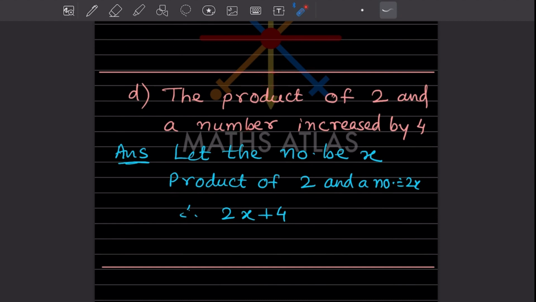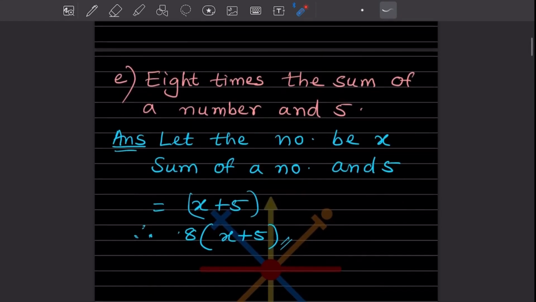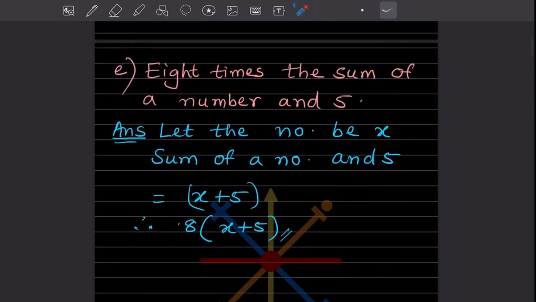Okay, so the next one says that the product of 2, product means multiplication, 2 and a number increase by 4. So we are going to consider the number as x. Product of 2 and a number. Okay, so 2 and a number product means multiply. So 2 into x. Increase by 4. Whenever there is a word used increase by 4 means this number is increased by 4 means plus 4.